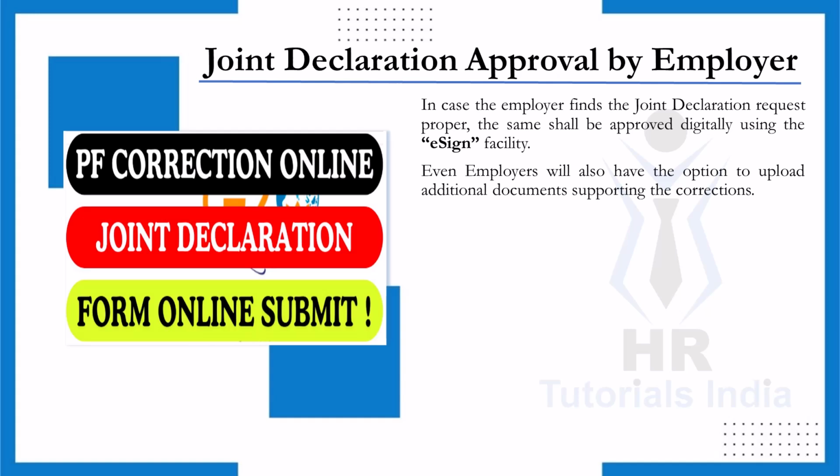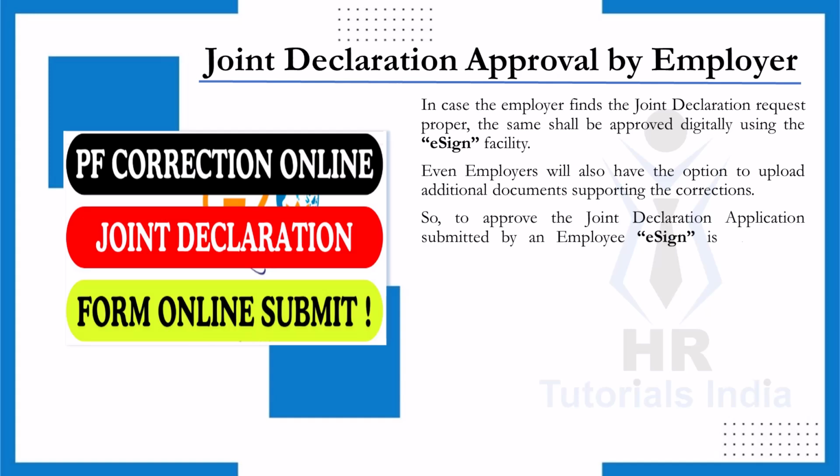Even the employers will also have the option to upload additional documents supporting the corrections, which means, as we have seen in our previous video, if an employee is not able to log into their member portal, in that scenario the employee requests the employer to do the joint declaration on behalf of the employee by supporting the documents for making corrections. So, to approve the joint declaration application submitted by the employee, e-sign is mandatory.